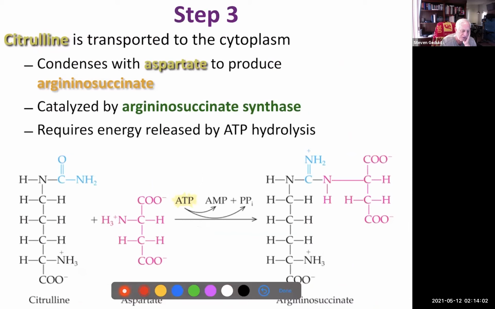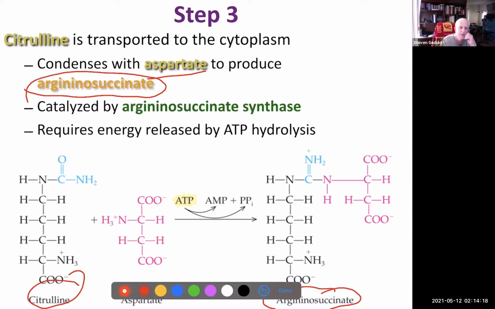Okay. The next one, citrulline, okay, was produced in the step above. It's transported to the cytoplasm. So it goes out of the mitochondria now, condensed with aspartate to produce argininosuccinate. That's your product here, argininosuccinate. Okay. And it's catalyzed by argininosuccinate synthase. Okay. It requires energy released by ATP hydrolysis. So again, you're breaking down ATP for this reaction to occur. So you're using energy to run the urea cycle. You're not making energy. Okay.